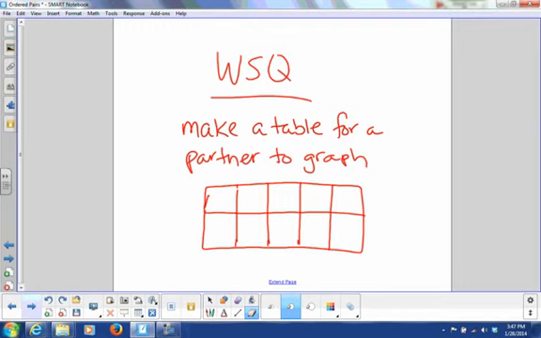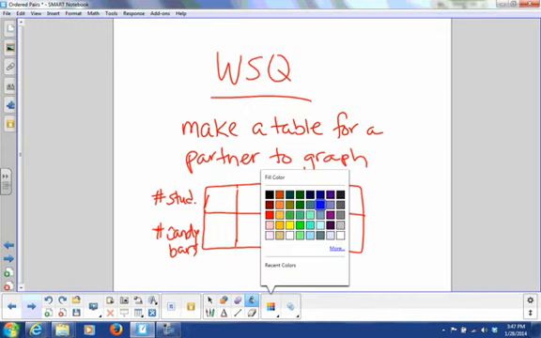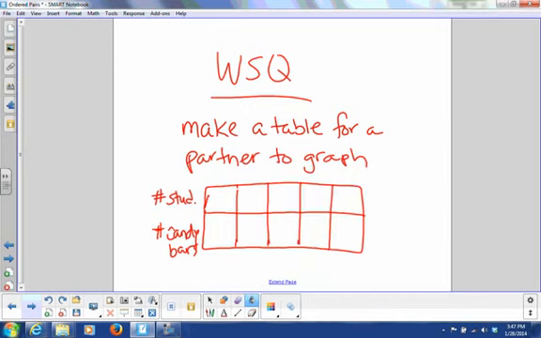So let's say we're going to put this up here as number of students and number of candy bars. Okay, so you're going to put one number up here, one number down here, and so on and so forth. Okay, and then you'll make your graph or your coordinate grid on that so that your partner in your book can go ahead and fill that in and graph the points.